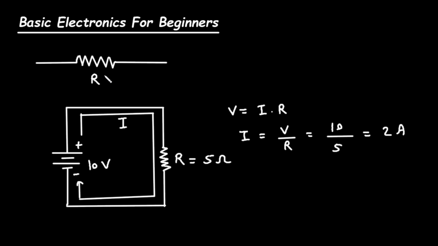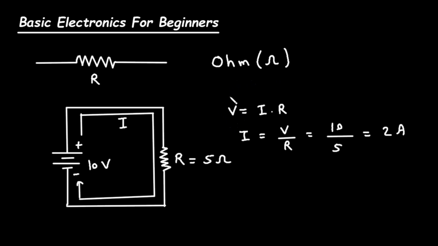Then we will see the symbol and unit. Here we can see this is the symbol for resistor. The symbol for resistor is a zigzag line. Then the unit of resistance is ohm. So here we can write the unit of resistance is ohm, named after George Simon Ohm. He was a German physicist.